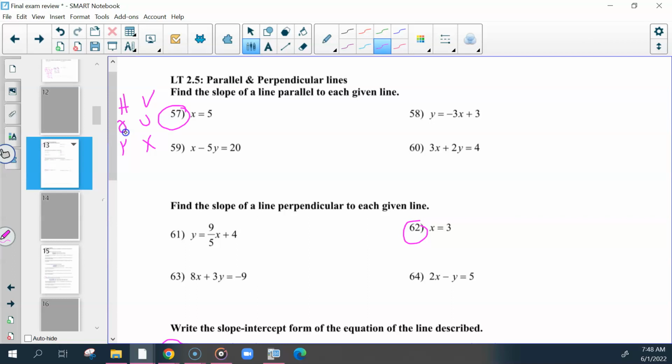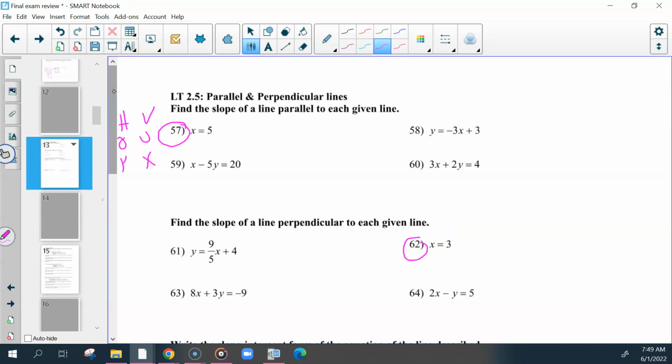5 wouldn't be the slope. If this is an x equals, this is a vertical line, so the slope is undefined. And if it's parallel, I think I wrote this on the answer key, but you can write this also. If it's parallel, they have to have the same slope. So if this is undefined, the slope that is parallel would also be undefined. Questions on that one?